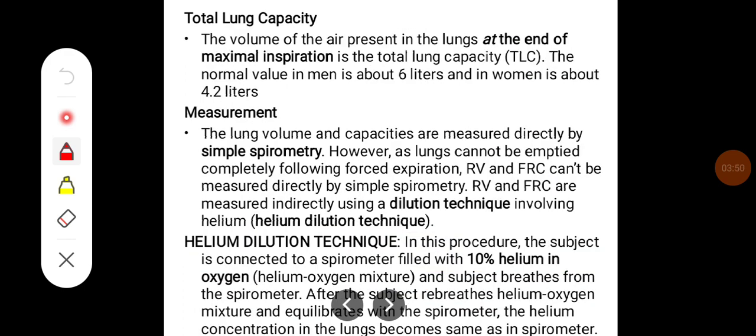Total lung capacity. The volume of air present in the lungs at the end of maximal inspiration is the total lung capacity. The normal value in men is about 6 liters and in women it is about 4.2 liters.